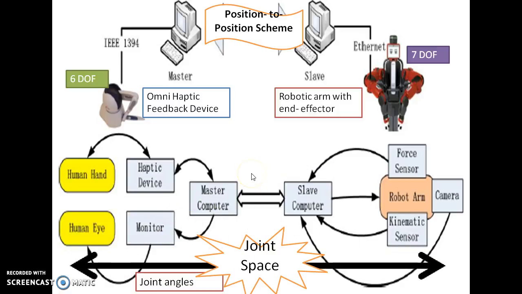In conclusion, the end effector of this robotic arm will move accordingly to the master with minimum position error. So this is basically the technical explanation of this system.